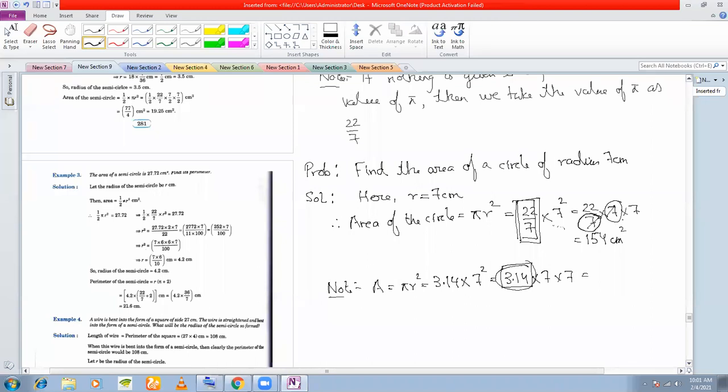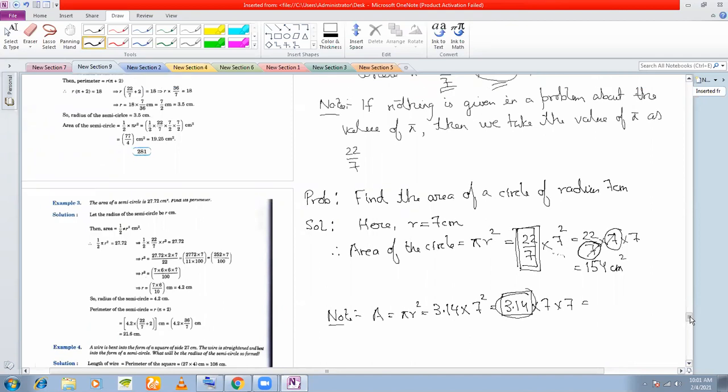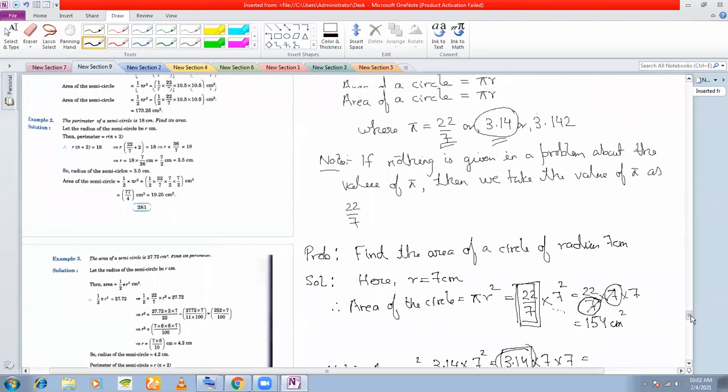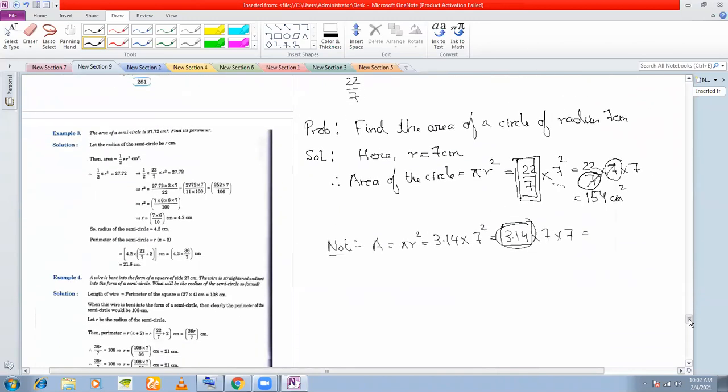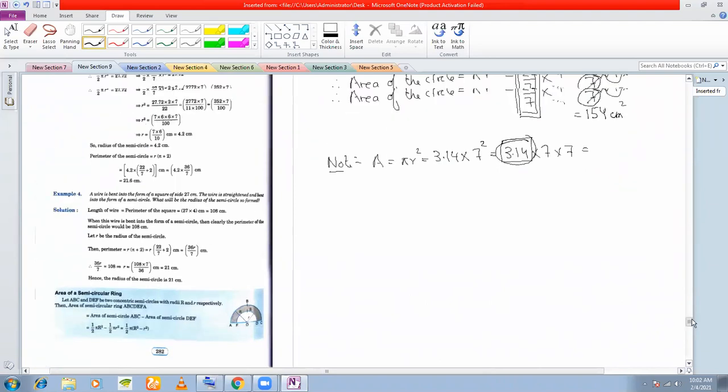So mostly we take the value of pi as 22 by 7, in most of the problems. When nothing is given, we mostly take the value of pi as 22 by 7. Otherwise, you can take 3.14 also. You can take 3.142 also. Let us now come to the circumference of a circle.